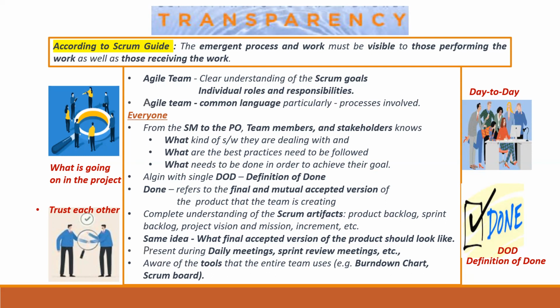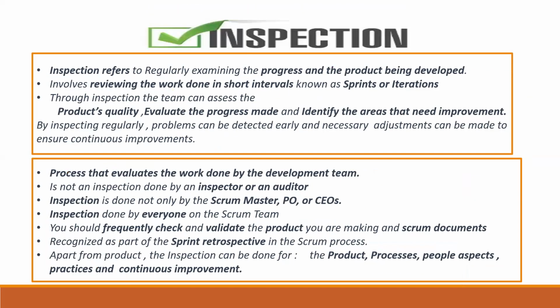And everyone has to completely understand the Scrum artifacts. When we say Scrum artifacts, we have the product backlog, sprint backlog, project vision and mission, increment, etc. Everyone should have the same idea of what the final version of the product should look like. And we need to present this during the daily meetings, sprint review meetings, etc. And everyone has to be aware of the tools that the entire team uses, like the burndown chart and the Scrum board.